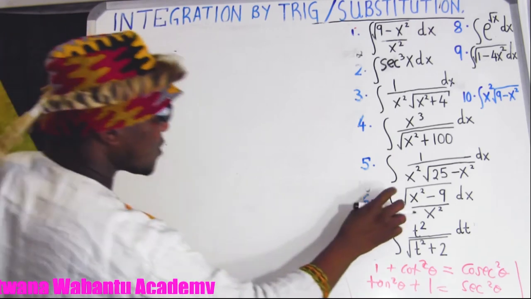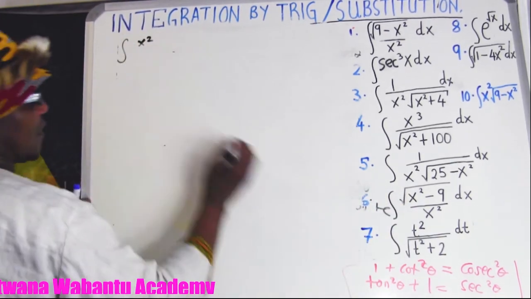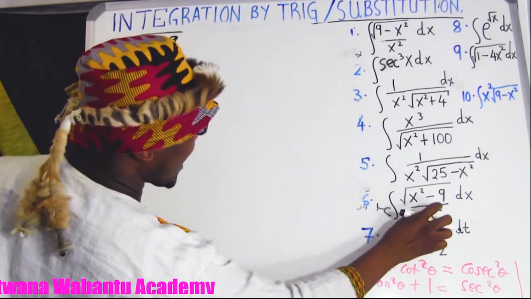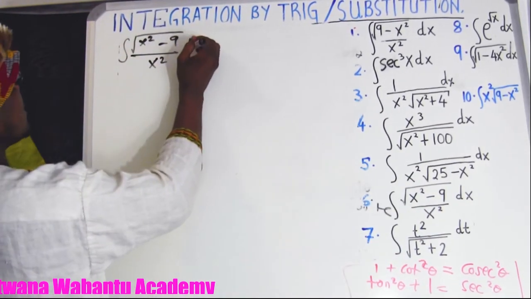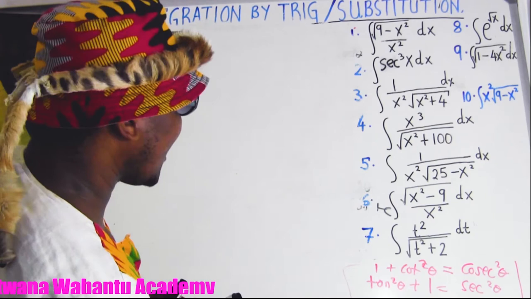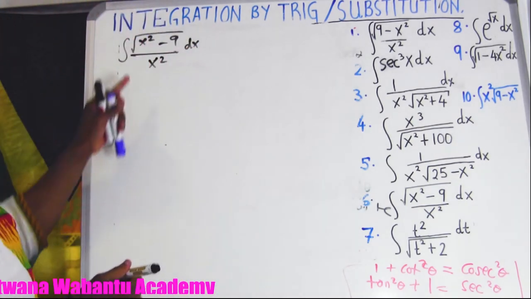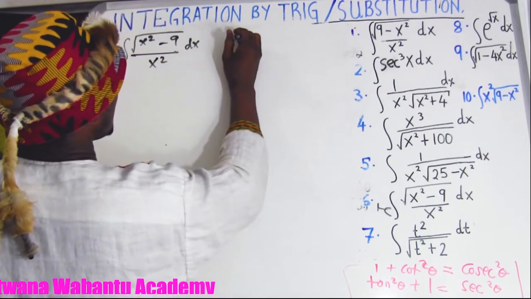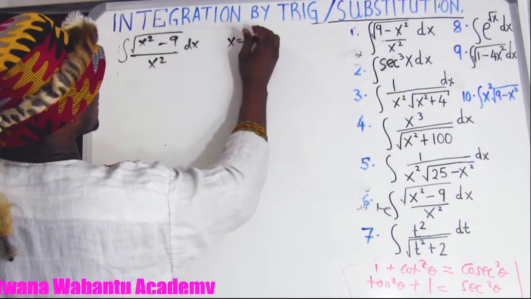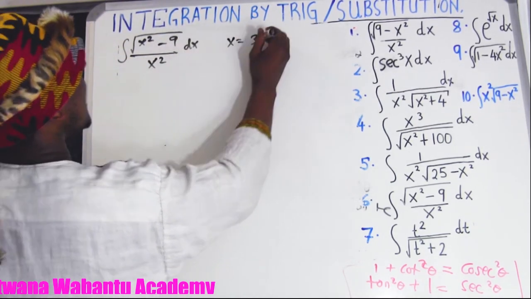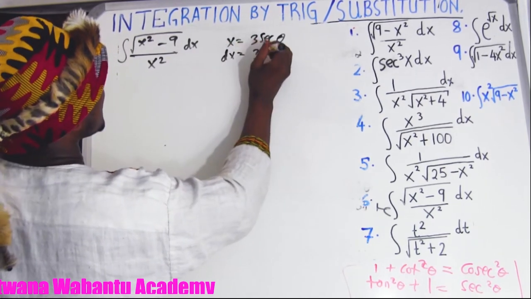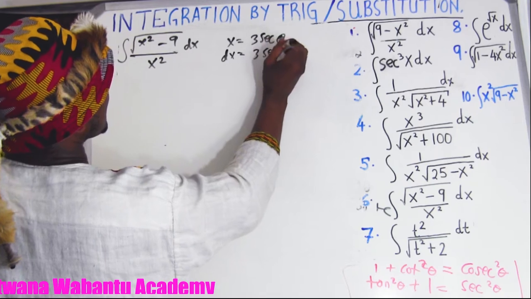Okay, integral, number six, integral of x squared minus 9, and then we have x squared here, dx, over x squared minus 9. So this is sec because you have x squared minus 9, variable minus number. So we're going to let x equal to 3 sec theta. Differentiate: dx equals 3, and when you differentiate sec, you get sec times tan.